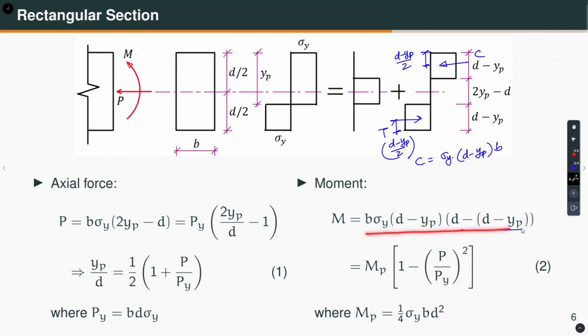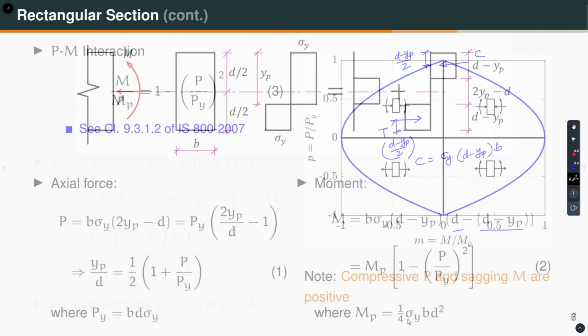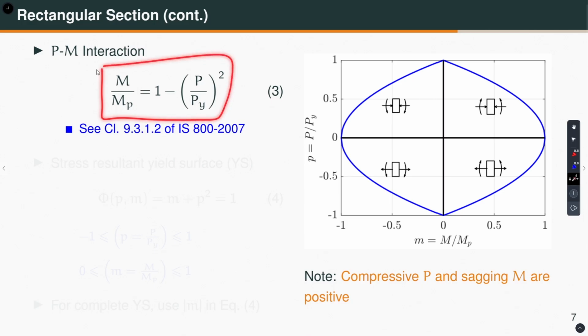So, I can rewrite this by substituting the value of yp by d, and then this is the equation I get. So, from here I can say m by mp is equal to 1 minus p by py whole square, okay, where mp for a rectangular section is sigma y b d square by 4, which we have already derived in the previous lecture. Okay. So, from the previous slide, this is the PM interaction. Often this m by mp we denote by little m, and this, as I will use later on, is denoted by little p.